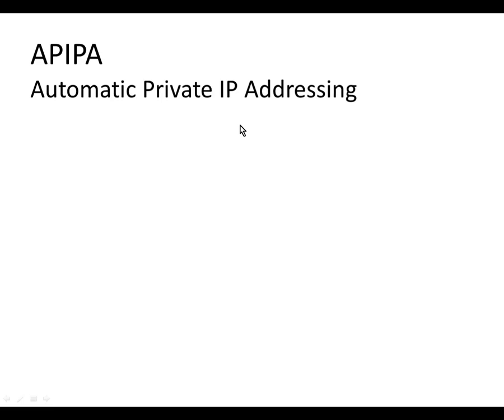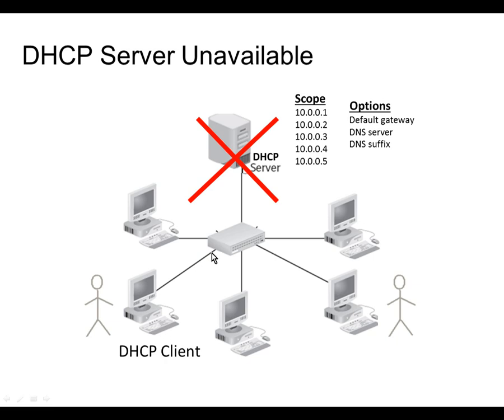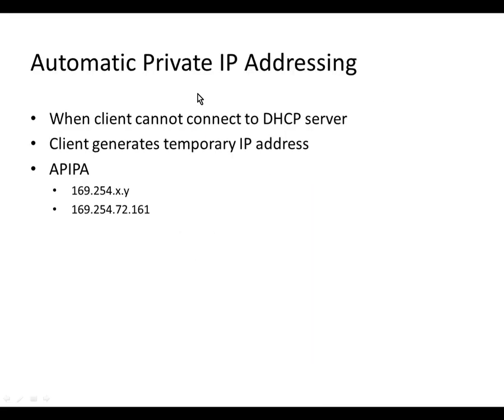Now let's turn our attention to automatic private IP addressing, or APIPA. As you know, when a workstation powers up, it requests an IP address from a DHCP server, and the DHCP server pushes an IP address down. But what if when the workstation boots up, the DHCP server is unavailable? If the DHCP server is unavailable, then what the workstation does is it generates a temporary IP address of the format 169.254.x.y.